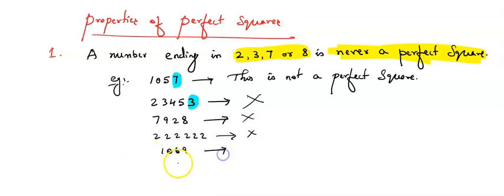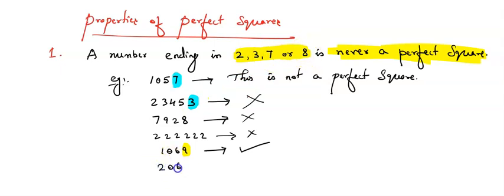1069. Is it a perfect square? As you can see, the last number is ending with 9. Right? Is it a perfect square? Yes. Why? Because as I have said, only if the number is ending with these 4 digits, that is 2, 3, 7 or 8, then it is not a perfect square. If it is some other number rather than 2, 3, 7 or 8, then it is a perfect square.